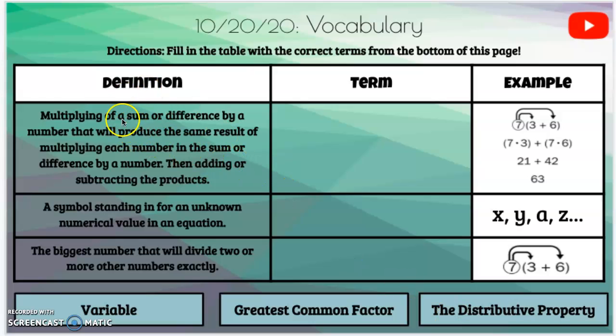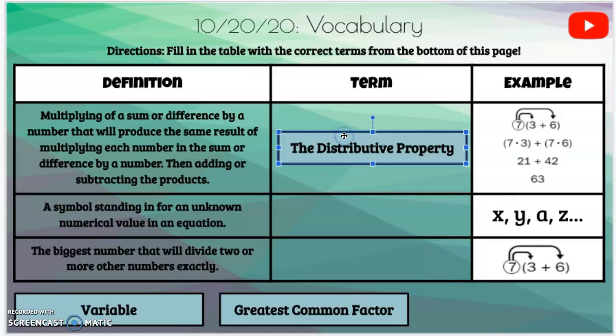So let's take a look at this first one. Multiplying of a sum or difference by a number that will produce the same result of multiplying each number in the sum or difference by a number, then adding or subtracting the products. So remember, when we have that circle over here and we factor or we distribute it, we are using that distributive property. So I'm going to take this and I'm going to drag it up here into this box. So it is the distributive property.